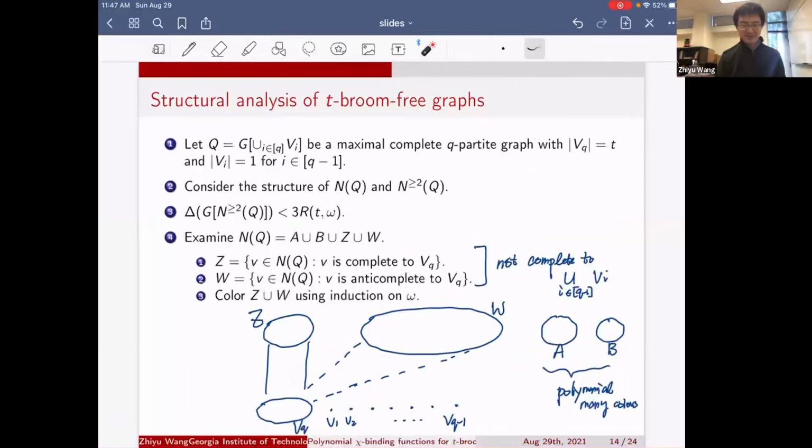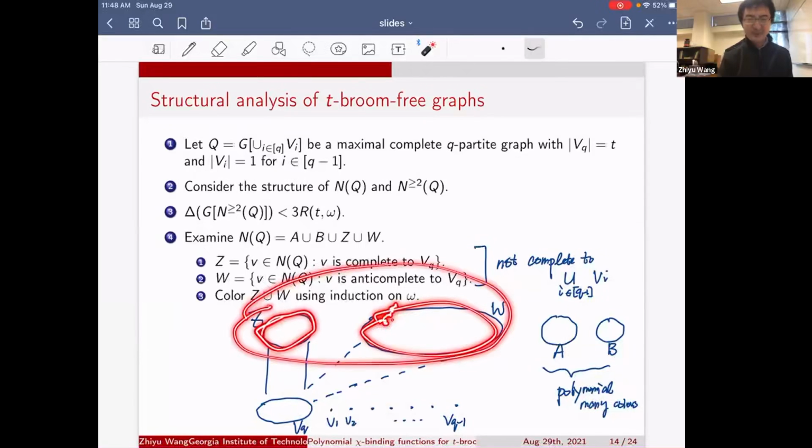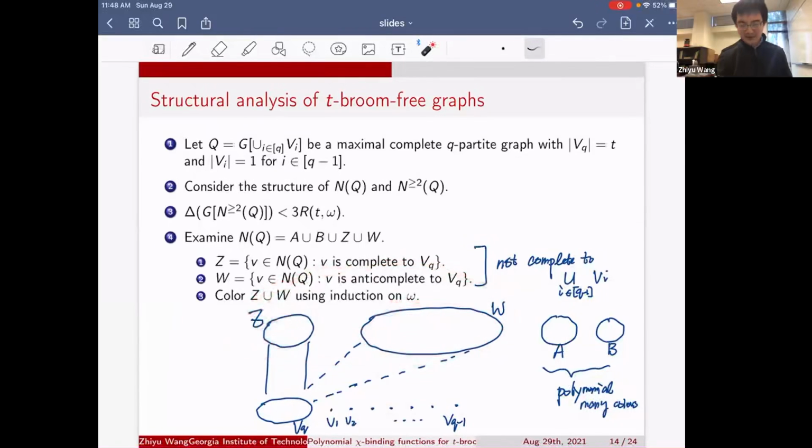Now the remaining part: if I take away A and B, which can be polynomially bounded, the remaining part is either complete or anti-complete to VQ, because I already removed all the neutral vertices. We are going to color this part using induction. But the difficulty is that we cannot apply induction twice. If we apply induction twice, then it will give us an exponential bound. So we have to do the induction on this whole thing at a single time. Therefore we have to get more structure out of Z and W.